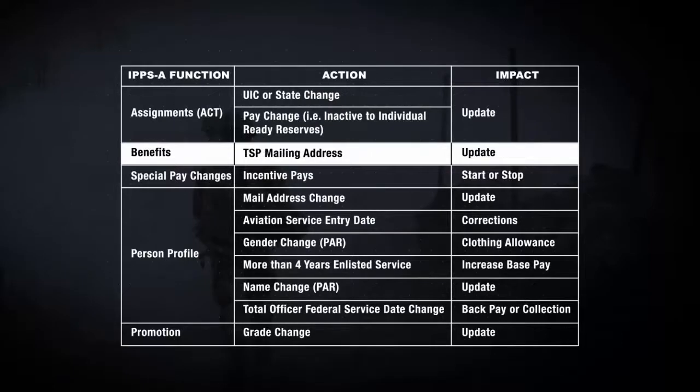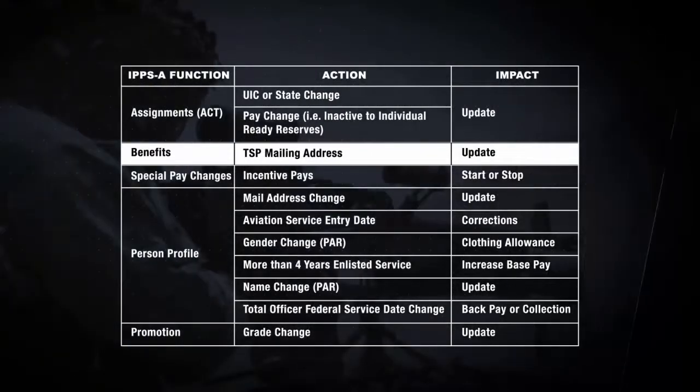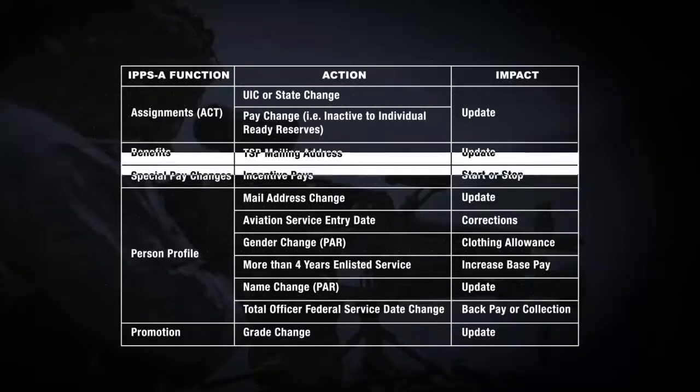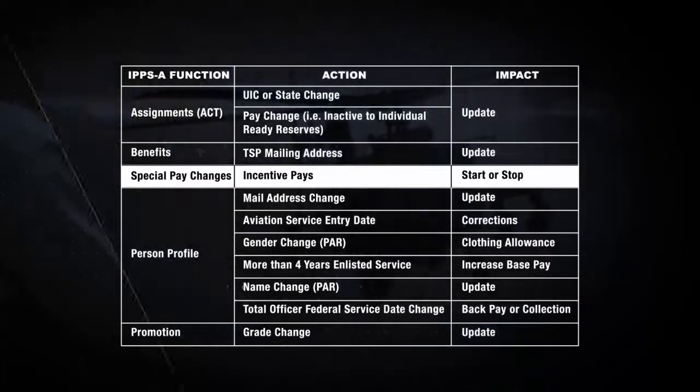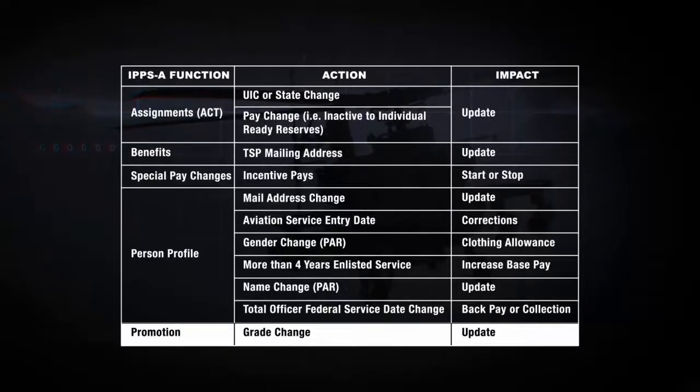Updates to a member's mailing and thrift savings plan addresses, name, and gender will also drive an update to the pay system automatically. IPPS-A processes start and stop actions for aviation career, crew flight, non-crew flight, parachute duty, and demolition incentive pays. Changes to seniority date, officers' federal service dates and grade, as a result of promotion, updates a soldier's pay automatically. The full list of pay-impacting transactions is displayed on the screen. You can pause the video to review the information.